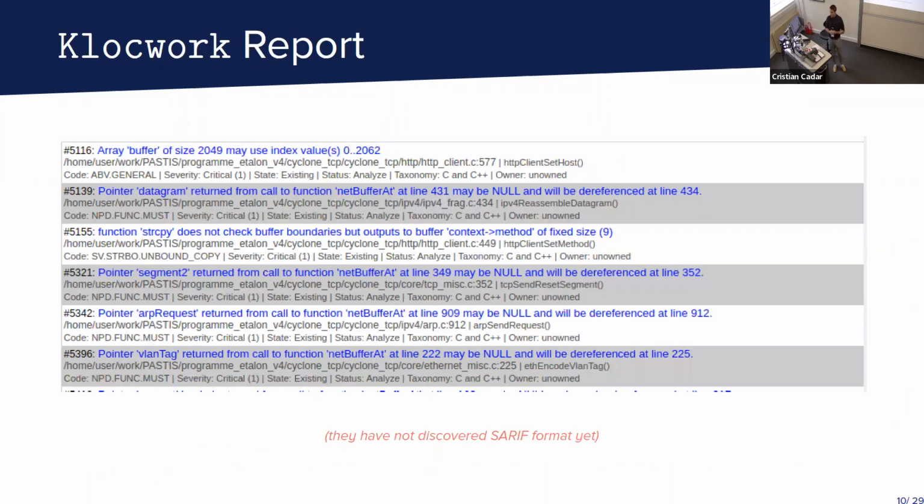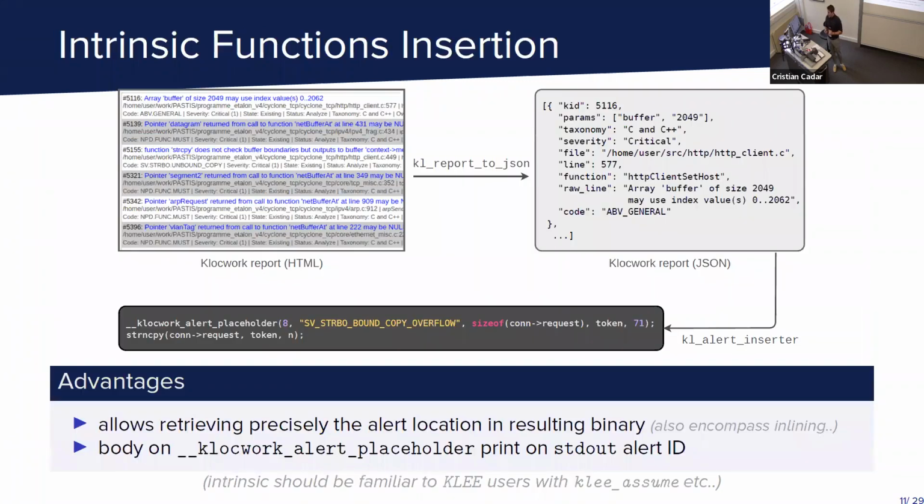This is the kind of report that we obtained from the static analysis. Unfortunately, at that point, they had not yet discovered the SARIF format to make the results processable, but that's not a big deal because it's HTML. So basically we take the report and convert it to JSON to make it reusable by our own processing tool. In that context, we also have the source code. It's not always the case, but we have it, so we can leverage it.